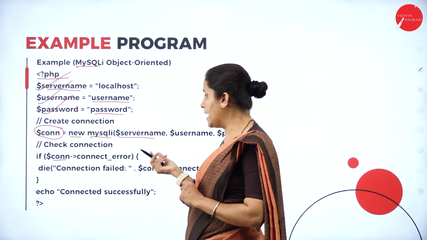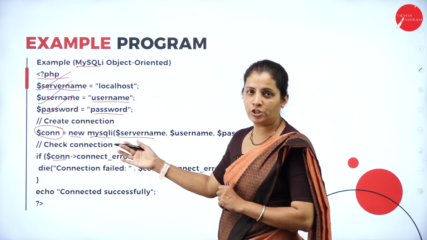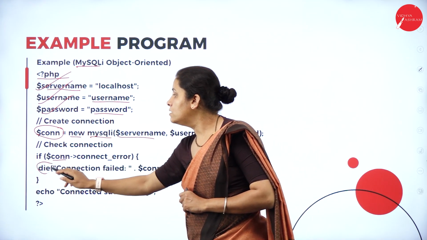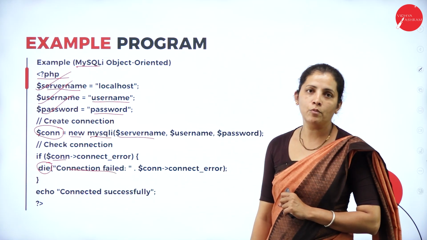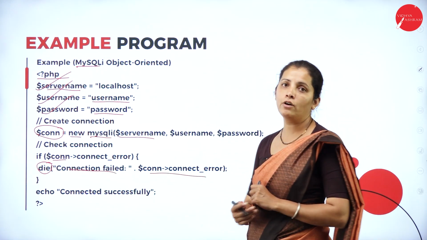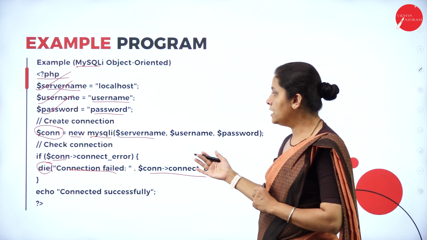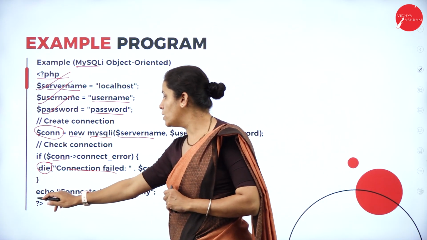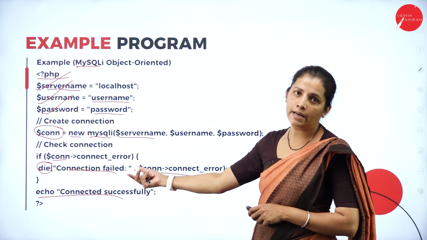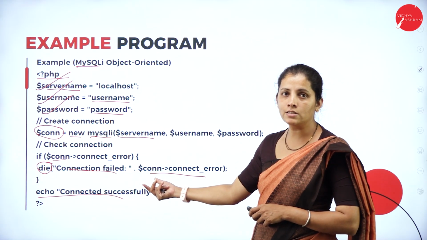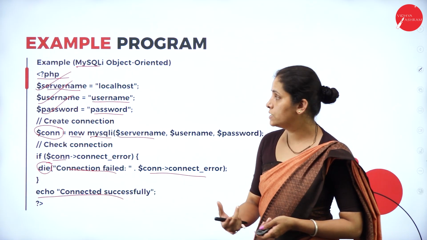If it generates an error, what do I want to do? I want to stop the connection, right? So I'll use a method called die. Connection failed. I'm going to display the error, what kind of error and why the connection failed. Suppose if this is true, what do I want to do? I just want to display that the connection is connected successfully, or databases are connected successfully.